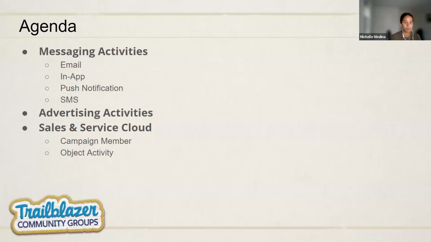We'll go through all of them, but mostly I'll dive a little bit deeper into the more commonly used ones. So we'll go through email just to call out a few here. In-app, push notification, SMS. We'll go through the 2 advertising activities, and then we'll go through the sales and service cloud activities. And then after we walk through that, we'll jump right into the Marketing Cloud platform and build out a journey using some of these activities.